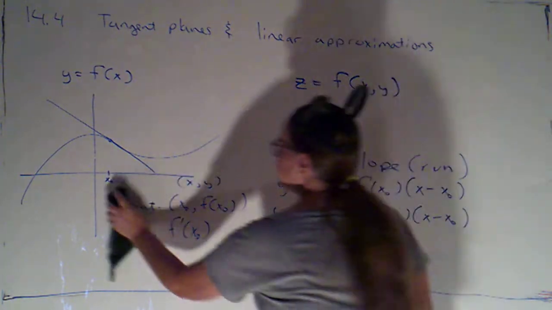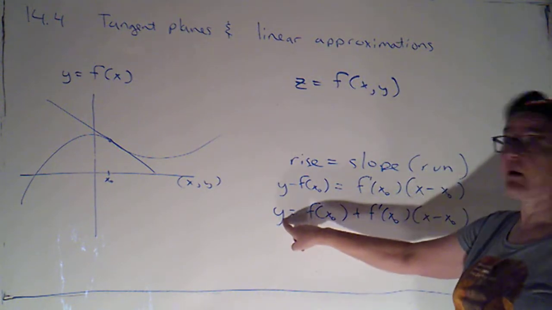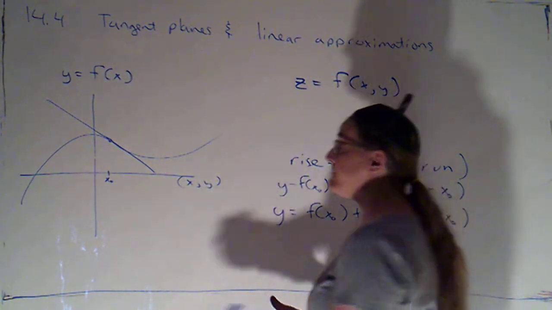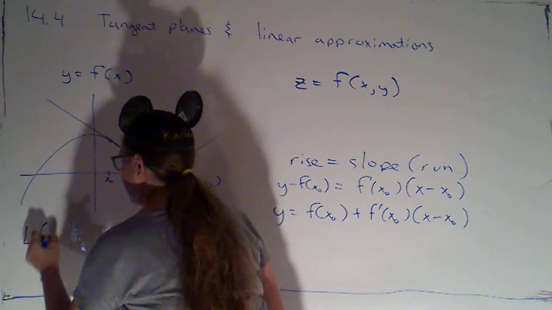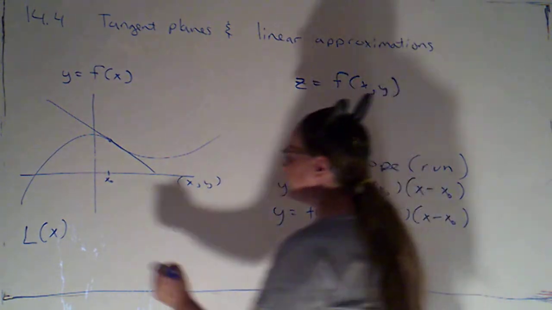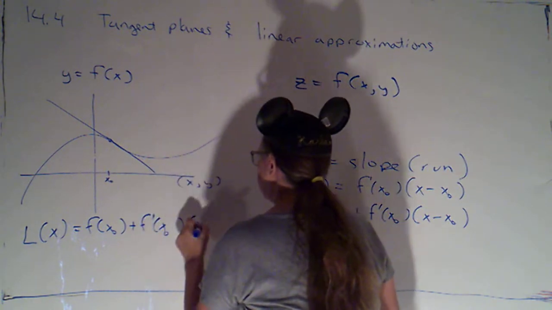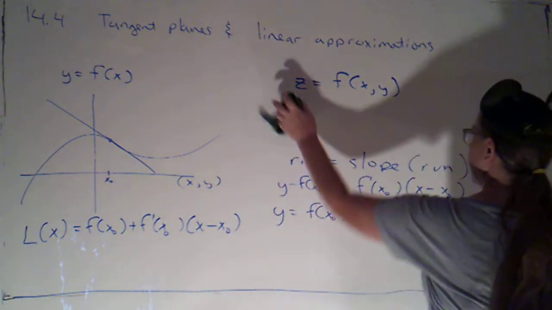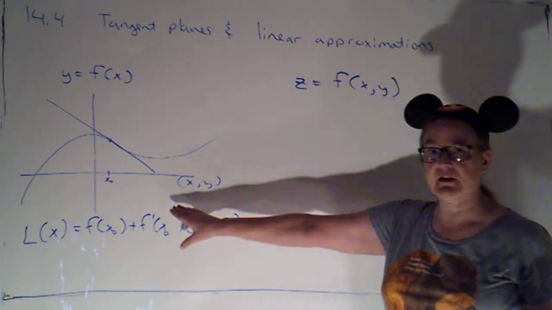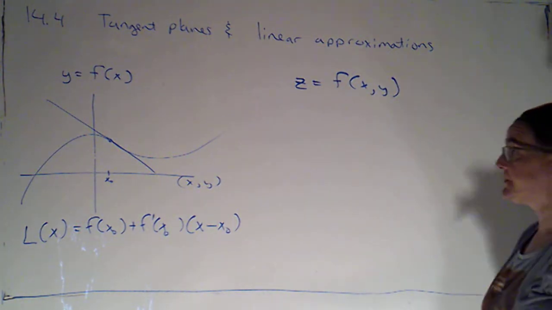So in order to be able to distinguish that I'm talking about the actual tangent line, what I'm going to do is I'm going to give that y value a name. Just like the y value on the curve I can call f of x, I'm going to call the y value on the line L of x. So L of x is the name I'm giving to the tangent line, and that's just f of x naught plus f prime at x naught times x minus x naught. And I want to just take a look at that formula and see what that's doing for us geometrically, and then see if we can't generalize that for functions of two variables.